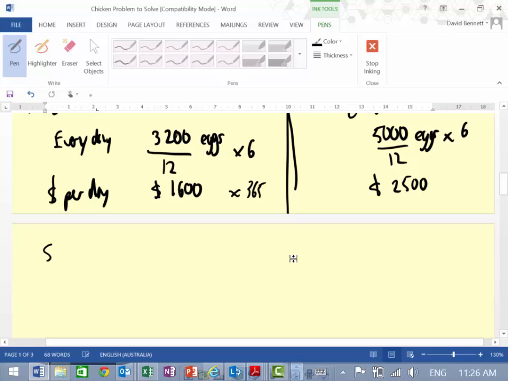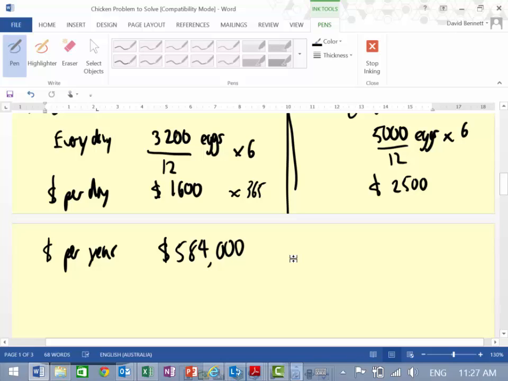So dollars per year is how much? Because remember, chickens don't have the day off, do they? They just lay their egg every day. How much? 584,000. I should go into the chicken business, I reckon.